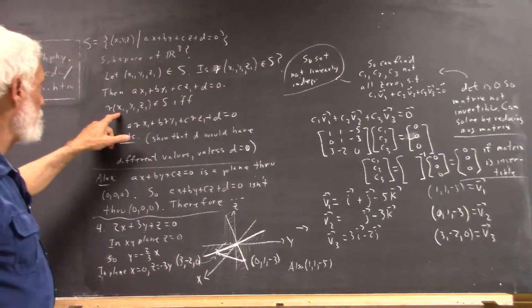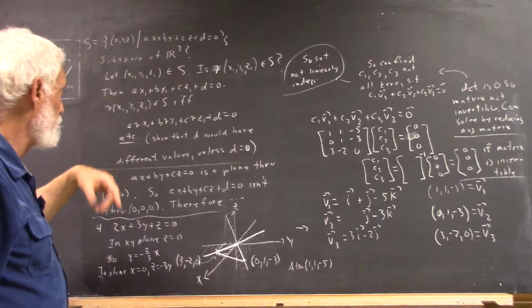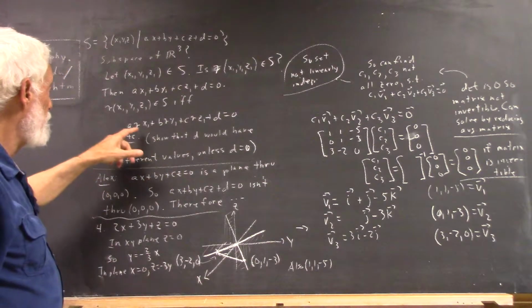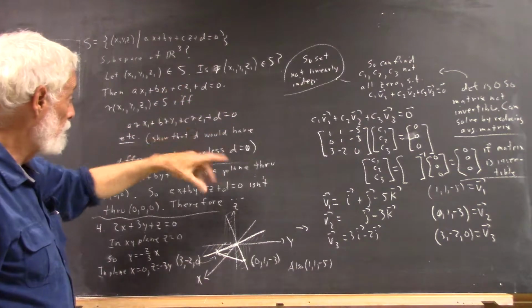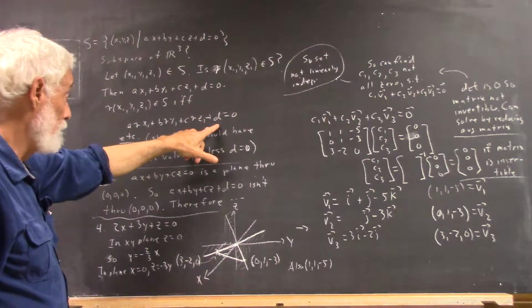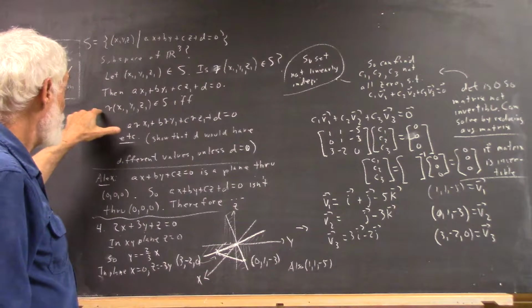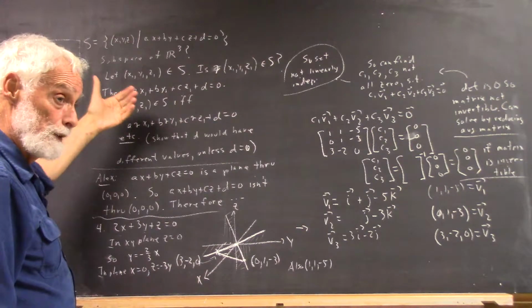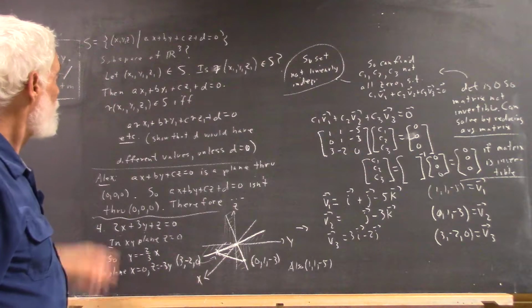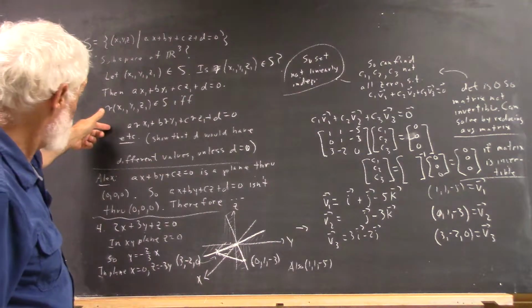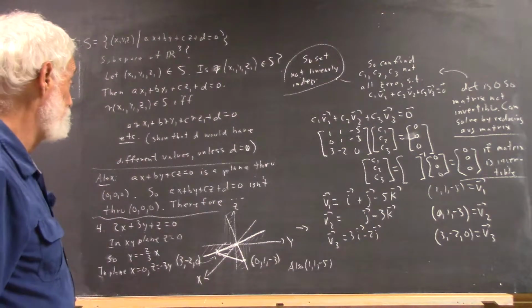Well, gamma times x1, y1, z1 is in S if and only if a times gamma x1 plus b times gamma y1 plus c times gamma z1 is equal to negative d, since this is gamma x1, gamma y1, gamma z1. Okay, well, that's how we start the proof. And then I have etc.